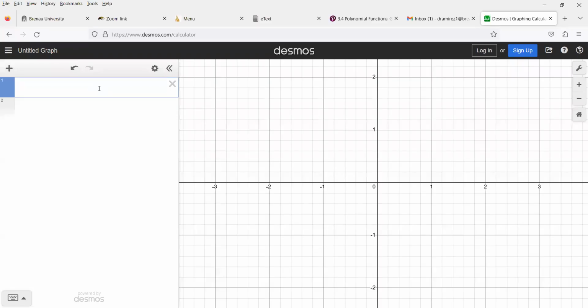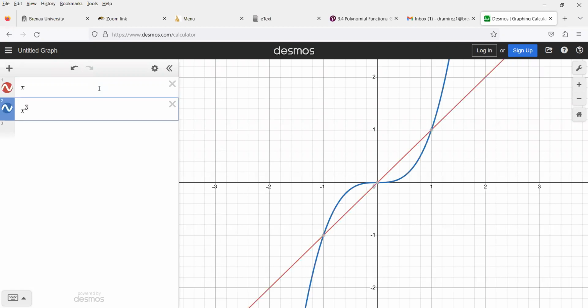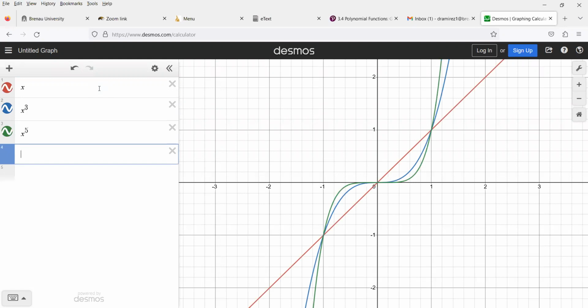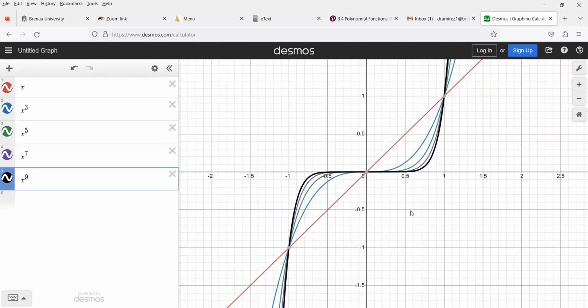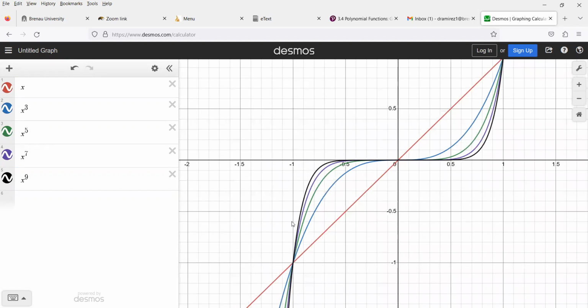We're going to see what happens when the power is an odd number, like when the power is 1. X to the first power is x, or x to the third power, that was one of the basic functions, or x to the fifth power, x to the seventh power, and so on. I'm going to do one more, x to the ninth power. As you can see, the behavior is very similar to x to the third power when the power is odd and greater than 3, but the turn becomes steeper.